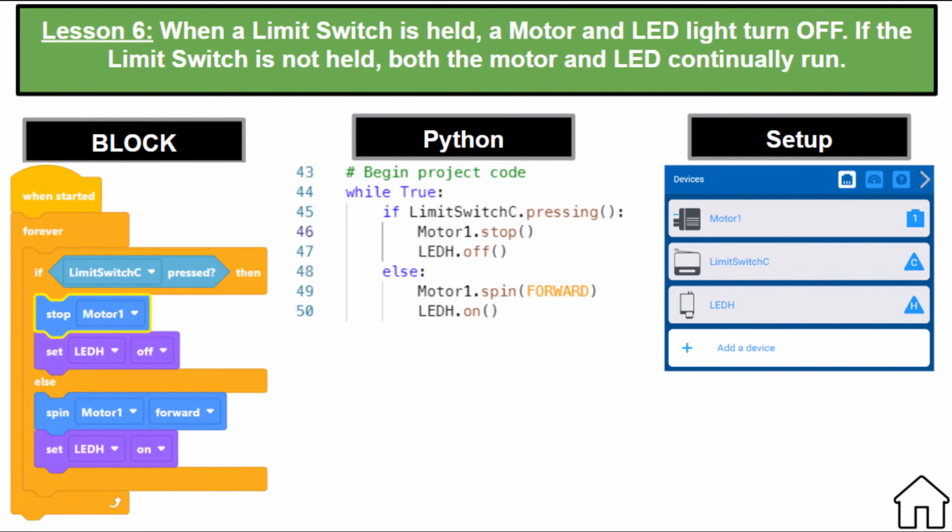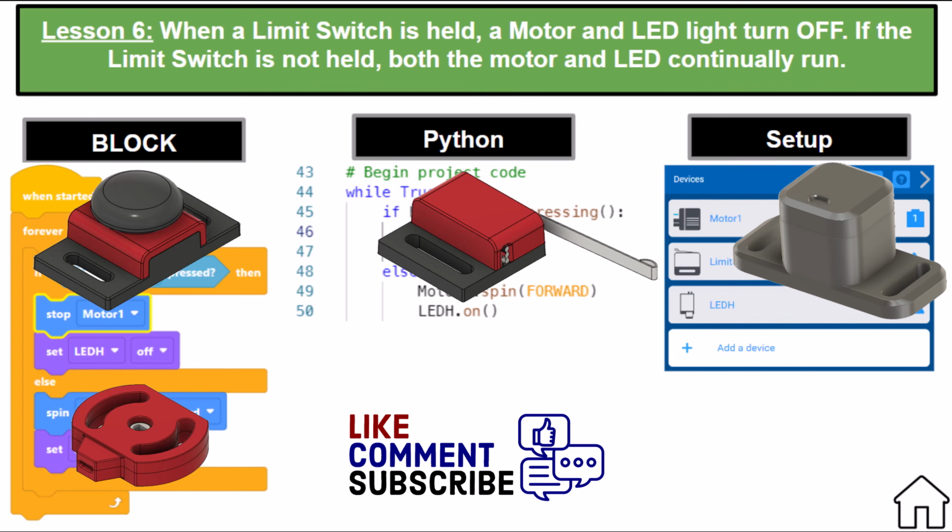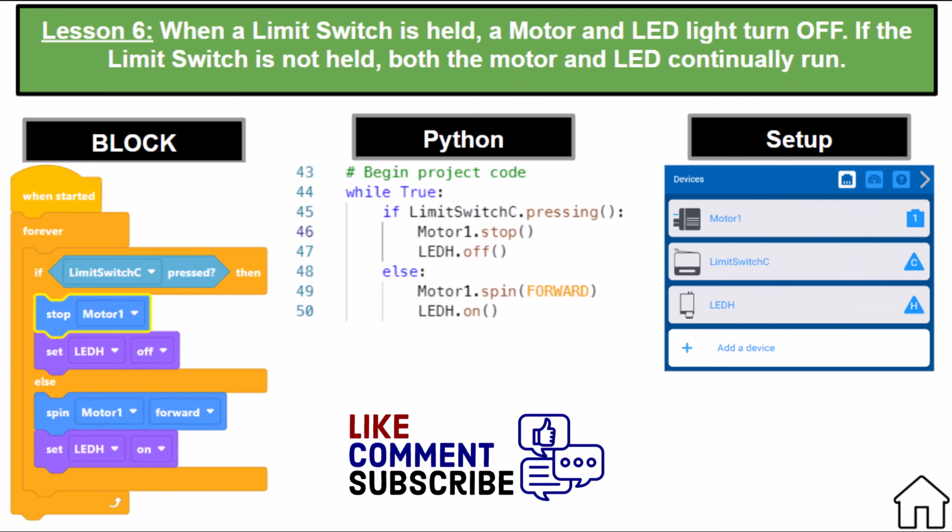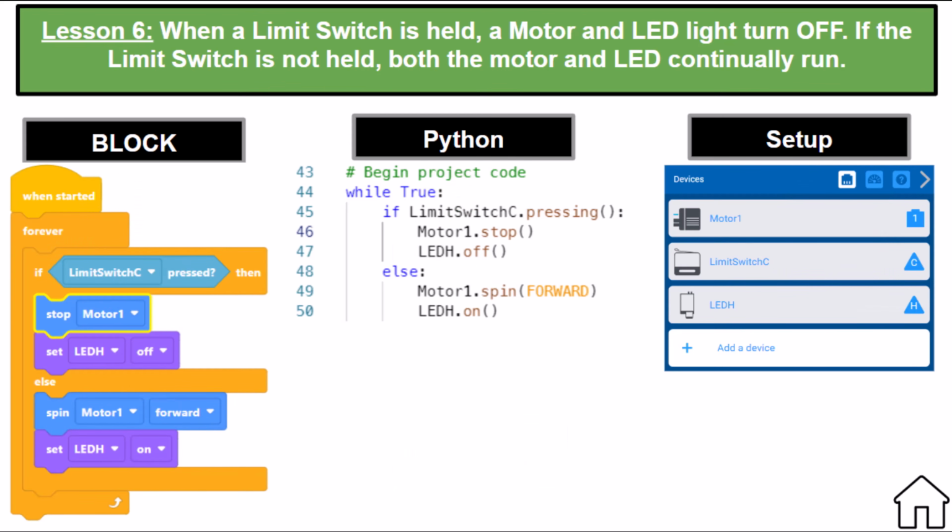Now that we're in section 2, we're going to get into input devices, so switches, sensors, those kinds of things. In this particular lesson, lesson 6, we're going to create a program that when the limit switch is held, a motor and LED light turn off. If the limit switch is not held, both the motor and the LED will continually run.